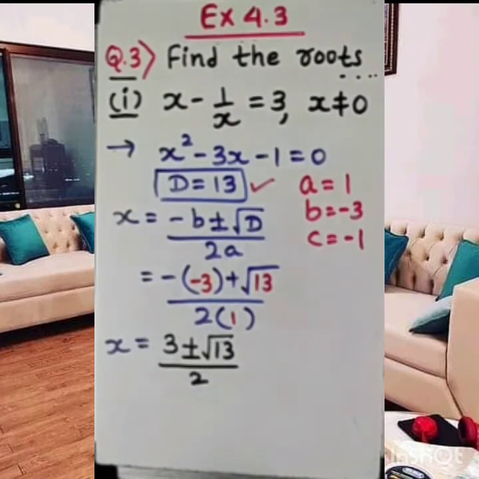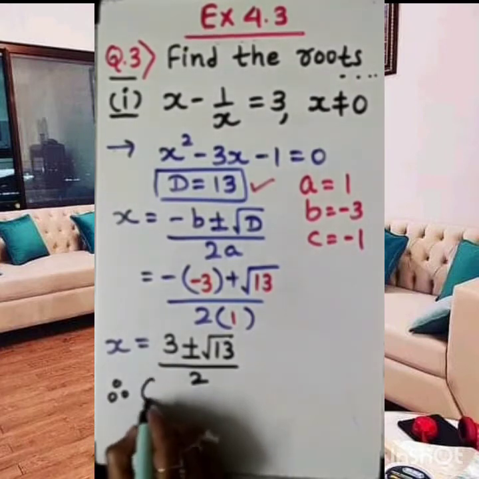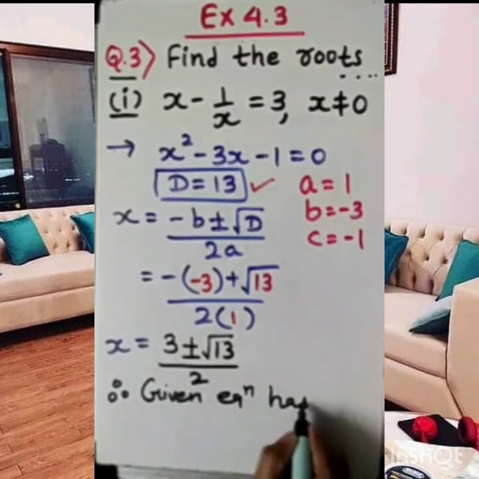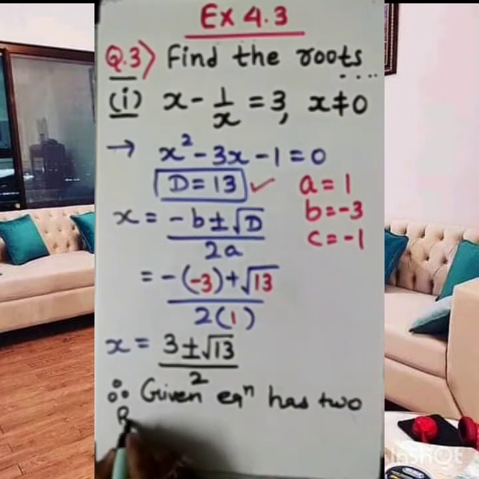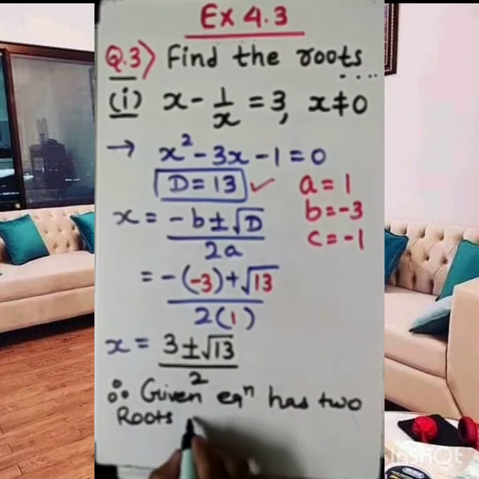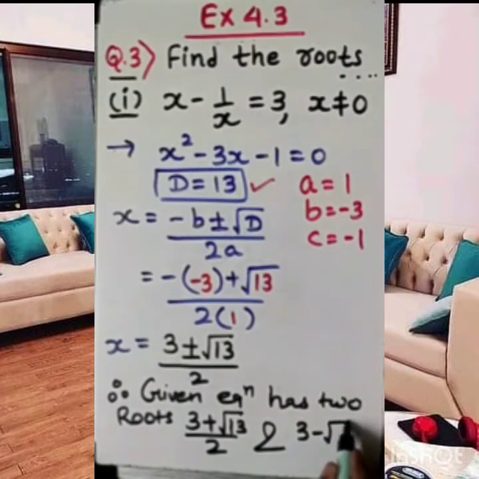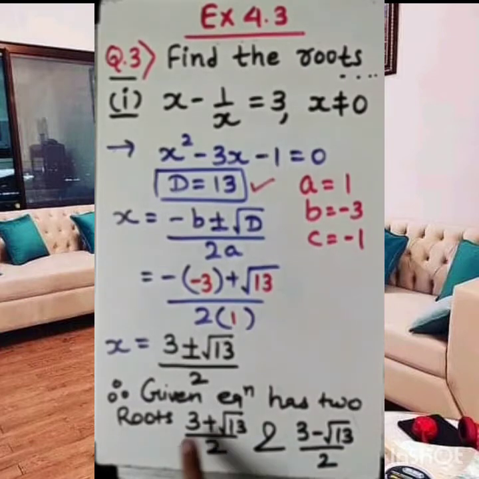Right? So we need to mention, therefore, the given equation has two roots. Which two roots are there now? They are, first, 3 plus under root 13 by 2, and 3 minus under root 13 by 2. These two are the roots of the given equation. You can see they both are real and they are distinct also. Distinct means different from each other. This is the solution of the first.